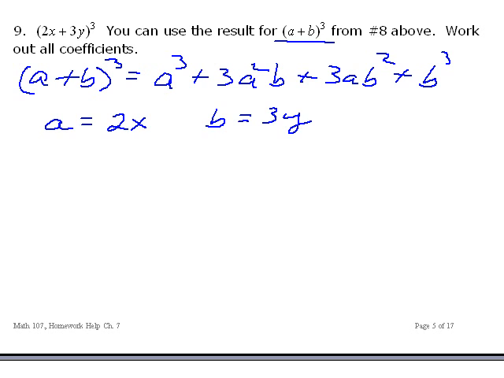So I simplified it. Okay, so now I want to work out this problem using that template that I created for (a + b) cubed. So I have (2x + 3y) cubed. Every place there's an a, I put a 2x. Use parentheses.